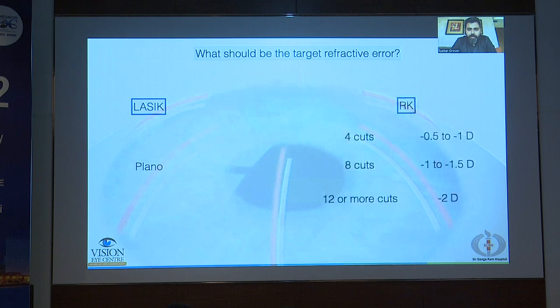On the other hand, in patients who have undergone an RK, I try to target myopia. The more the number of cuts, the higher I expect the post-operative hyperopic shift to be long-term, which is why I would target a higher amount of myopia in somebody who's had more cuts. So with somebody with 12 or more cuts, I would target -2 diopters of residual myopia.